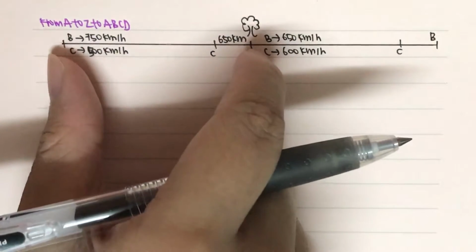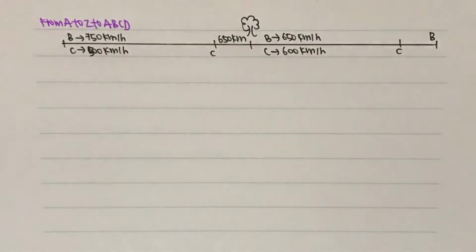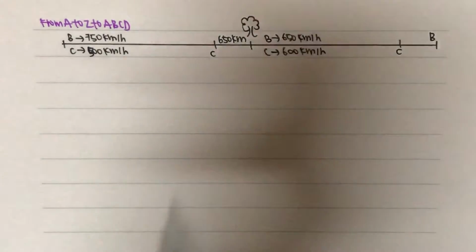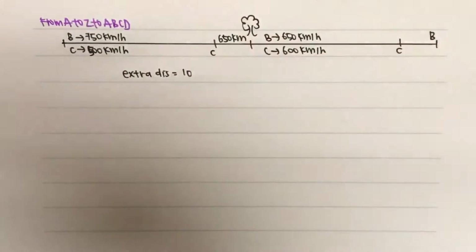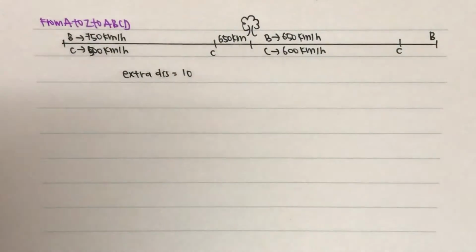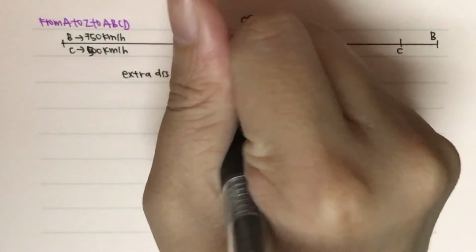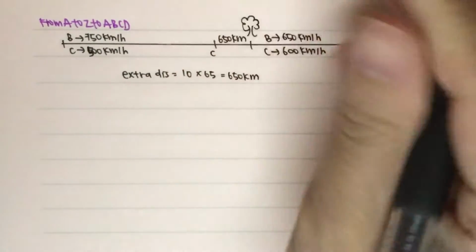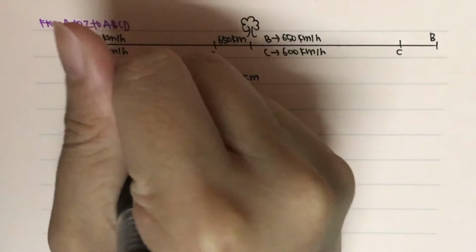Therefore, in the first part of the journey, for every 10%, if we can calculate the total faster distance traveled, it will actually be extra distance equals to 10 units because it's 10% in 100%, times 65. 1 unit is equivalent to 65. And this will give us 650 kilometers, which is over here. Therefore, we are going to repeat the same steps like the previous question.